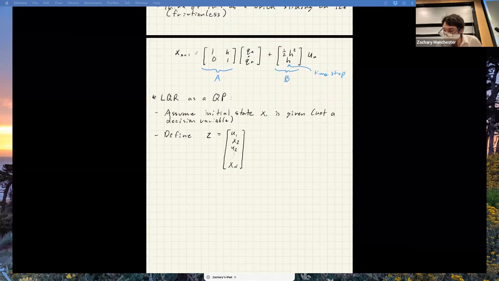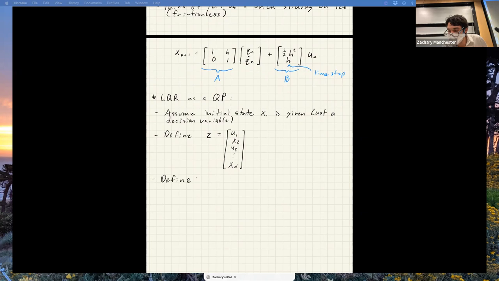And then we're going to define a big Hessian matrix we're going to call H. That's the same idea. We're just going to stack, block diagonally, all of the Q and R matrices for all the time steps. So H is going to be R1, Q2, R2, dot, dot, dot, Qn, and then zeros everywhere else.